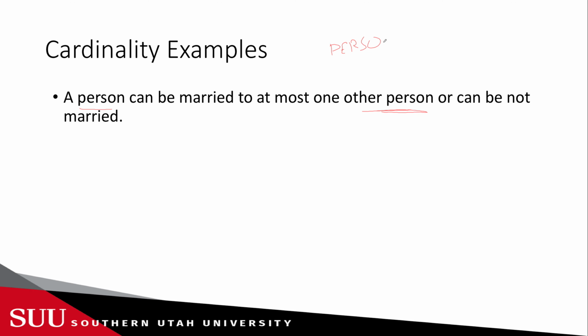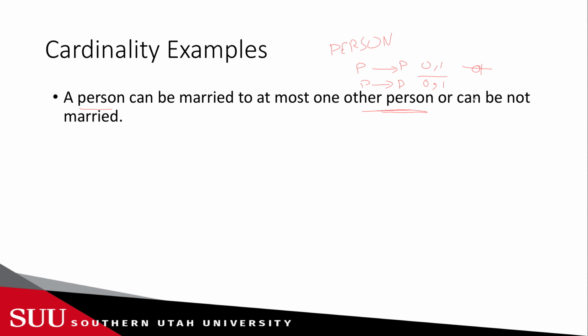But how will I map this thing? First of all, let's think of it as two entities. So from person to person, a person can be married to at most one other person. So my minimum is 0, my maximum is 1. Okay, so if I'm going the other direction, it's also from person to person, and my minimum is 0, my maximum is 1. And then this is going to be my notation.